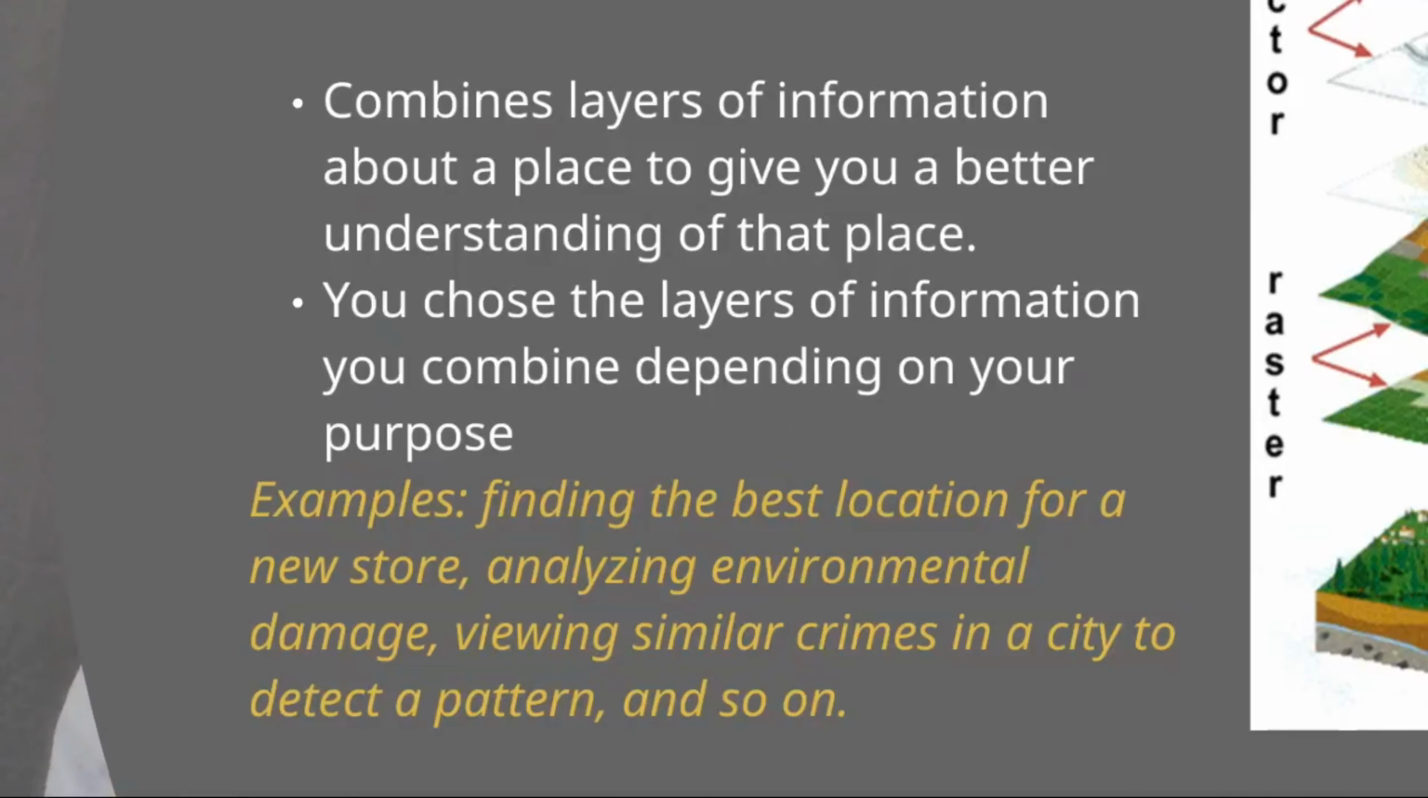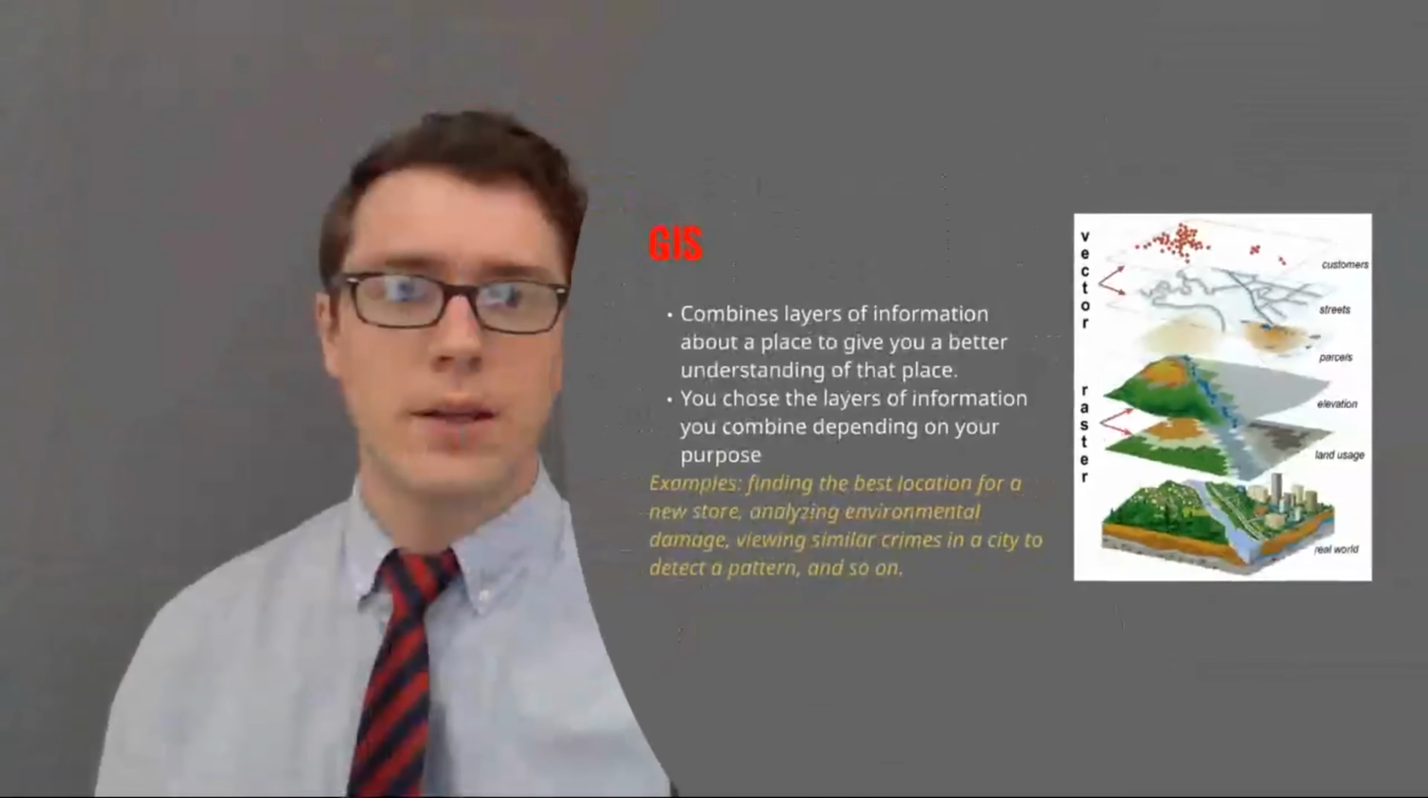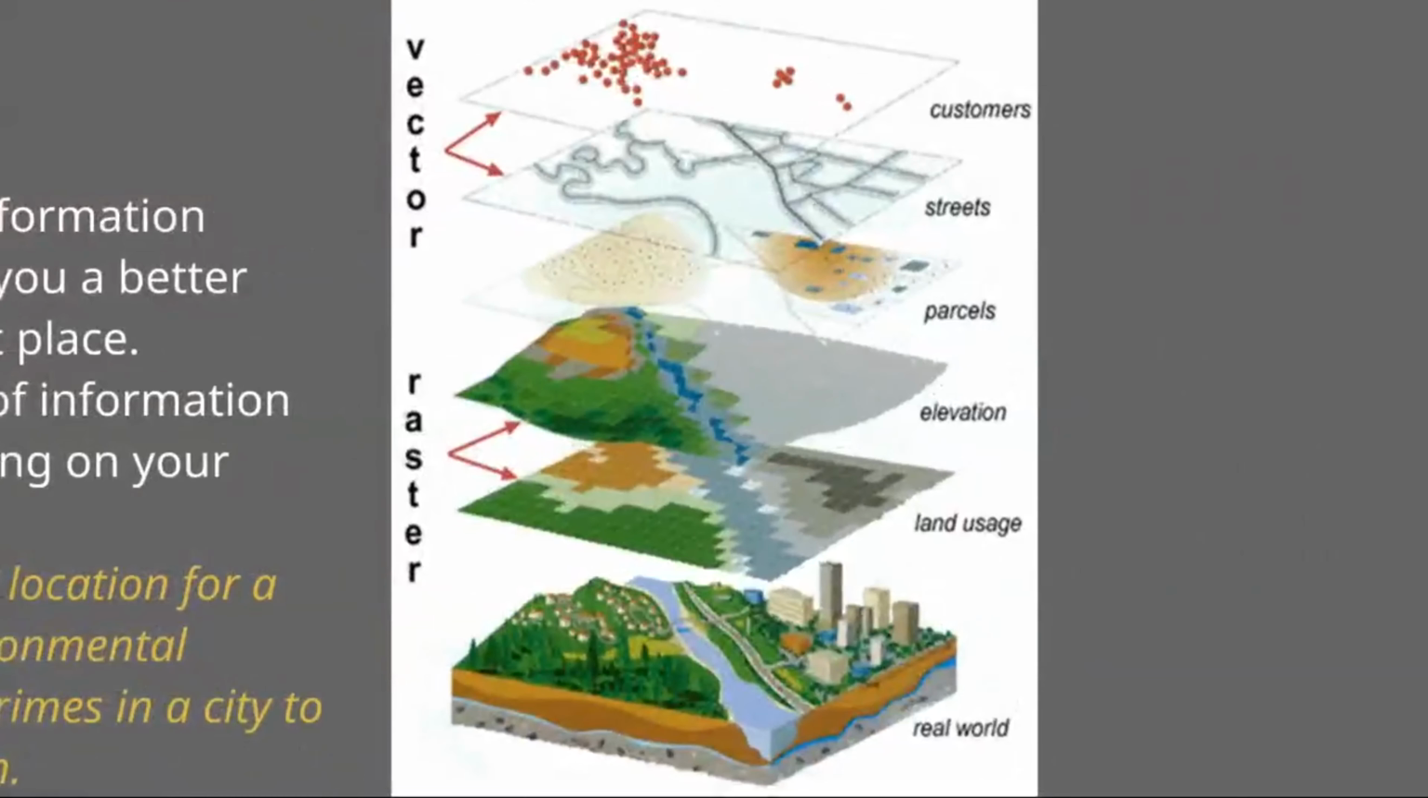You can also analyze environmental damage, so you can look at the before and after of a major storm. And you can also look at crimes in a city to analyze and detect a pattern. So you can look where similar crimes take place and try to figure out why those things are taking place on the Earth. And you can see that they stack the different information.